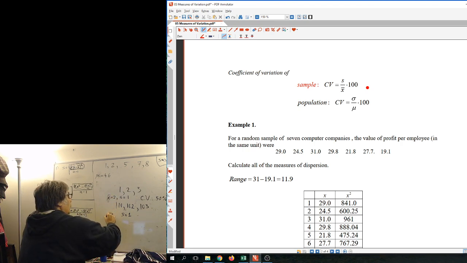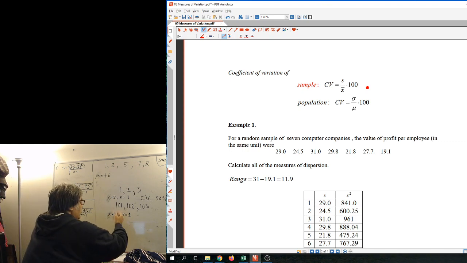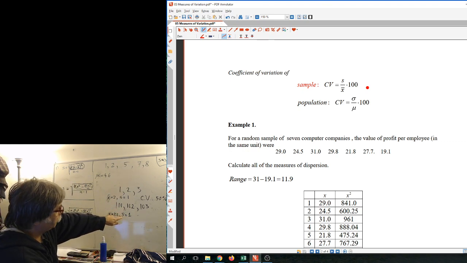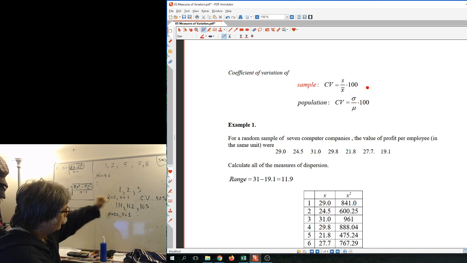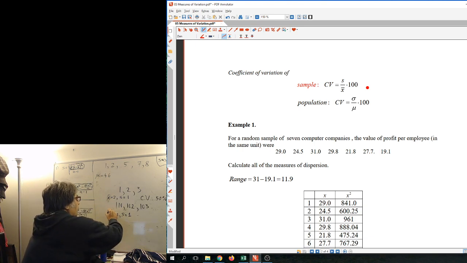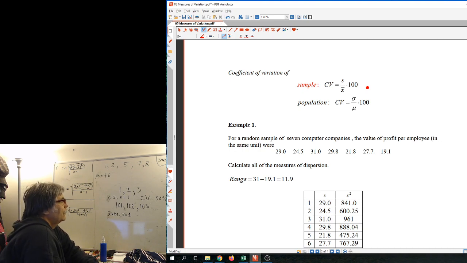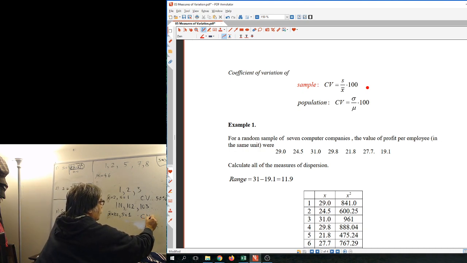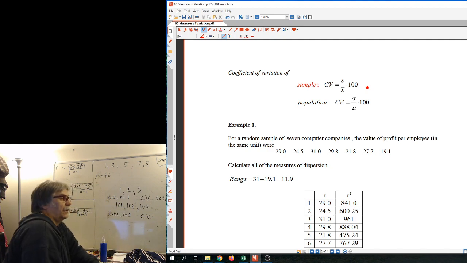All right, but I have 102. The sample standard deviation is 1, and the mean of the sample is 102. So the coefficient of variation of the second sample is 1 divided by 102.